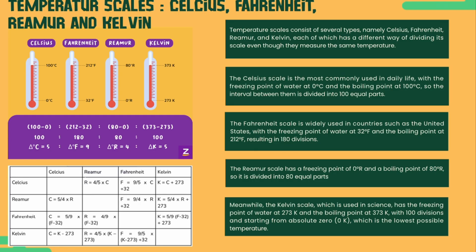Next, temperature scales. Temperature scales consist of several types, namely Celsius, Fahrenheit, Reaumur, and Kelvin. Each of which has a different way of dividing its scale, even though they measure the same temperature. The Celsius scale is the most commonly used in daily life, with the freezing point of water at 0 degrees Celsius and the boiling point at 100 degrees Celsius. The Fahrenheit scale has the freezing point of water at 32 degrees Fahrenheit and the boiling point at 212 degrees Fahrenheit.